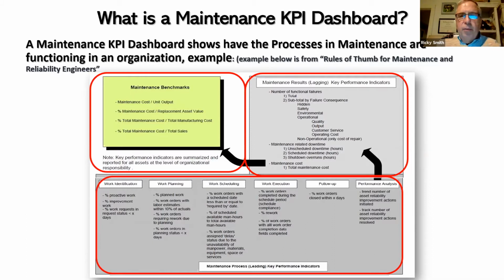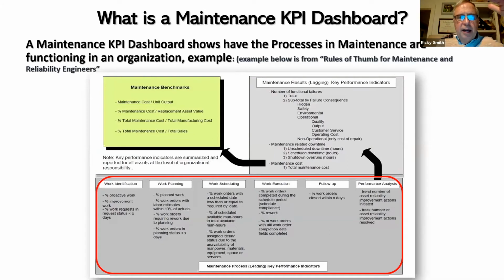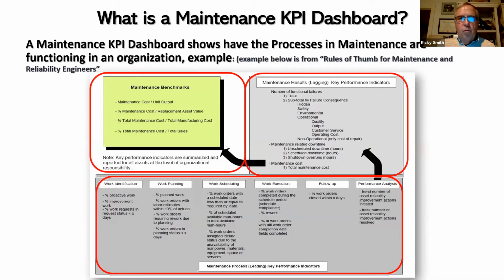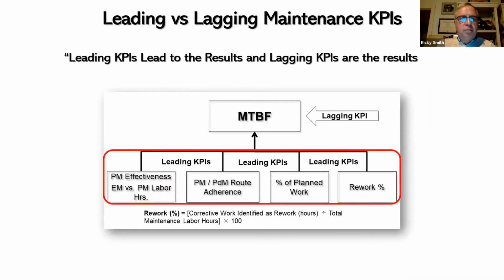These are probably at a very high level. That's why I like the ones at the bottom first, because these are the ones we manage. We can't manage these other ones directly. We can manage these, but they will influence the other ones. Leading KPIs lead to the results, and lagging KPIs are the results.